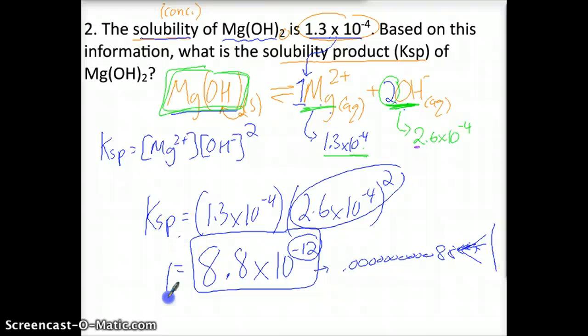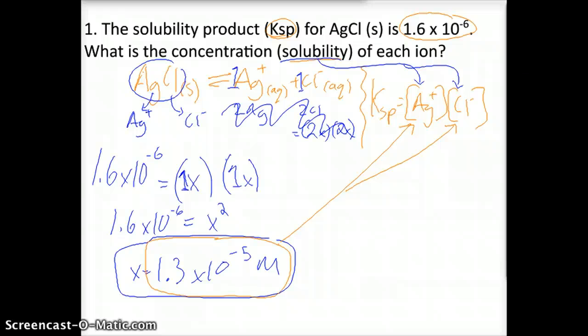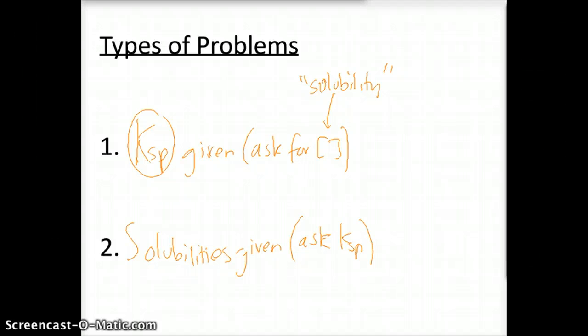Another way you could have set this up and thought about it with x's is if this is like 1 times x, the concentration of this would now be 2 times x, squared, where x is the solubility that's given, that I would plug in here, and then I would do the math the same way. So we've got to feel comfortable doing either type of problem, either solving for Ksp as in here, or solving for the solubility, the concentration of each ion. Be careful, solubility and solubility product are not the same thing.